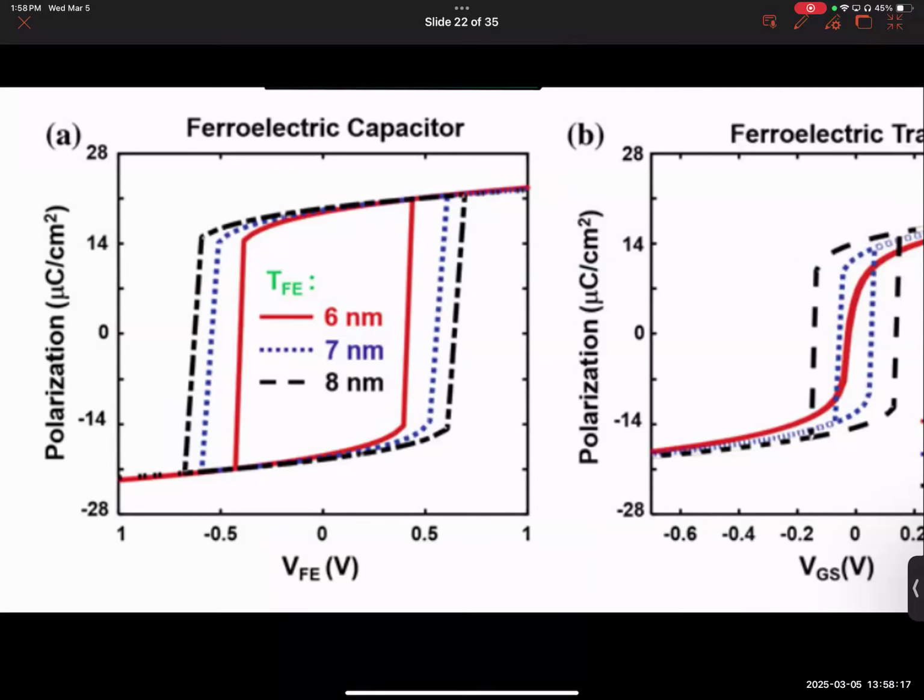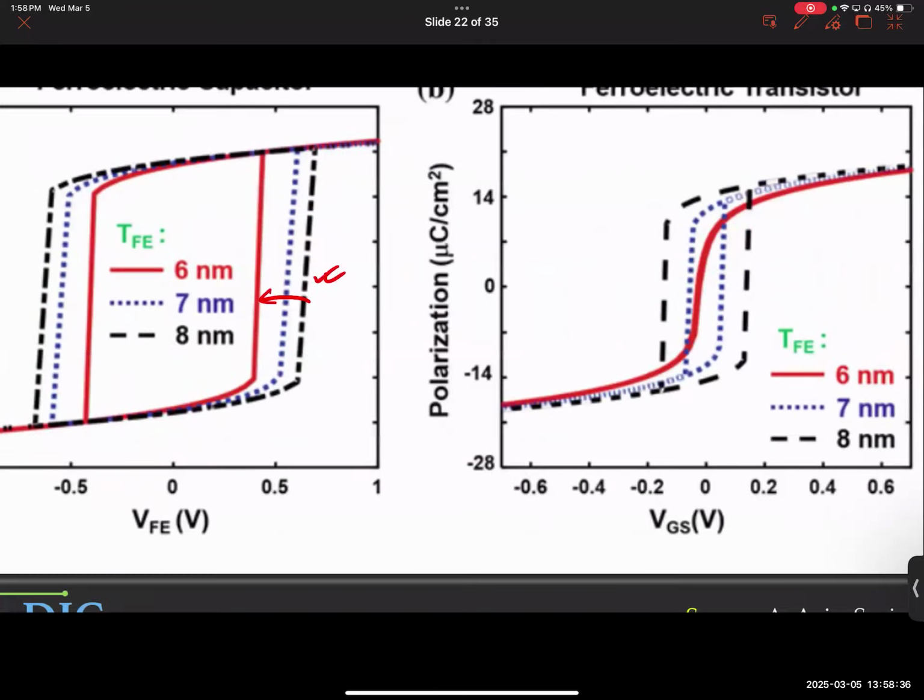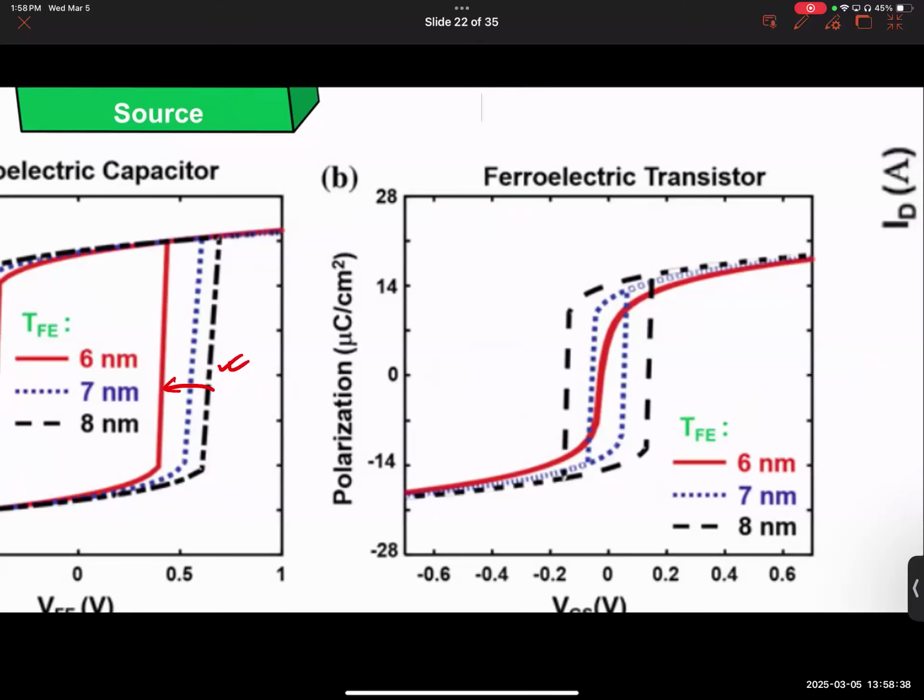Actually, we'll go the other direction. We want everything to be thinner. So instead of going towards the black curve, we were heading towards the red curve. We are trying to make this as small as possible. But why stop at 6 nanometer? Why not try to go for 3 and 4 or smaller than that, right? I will explain that here.